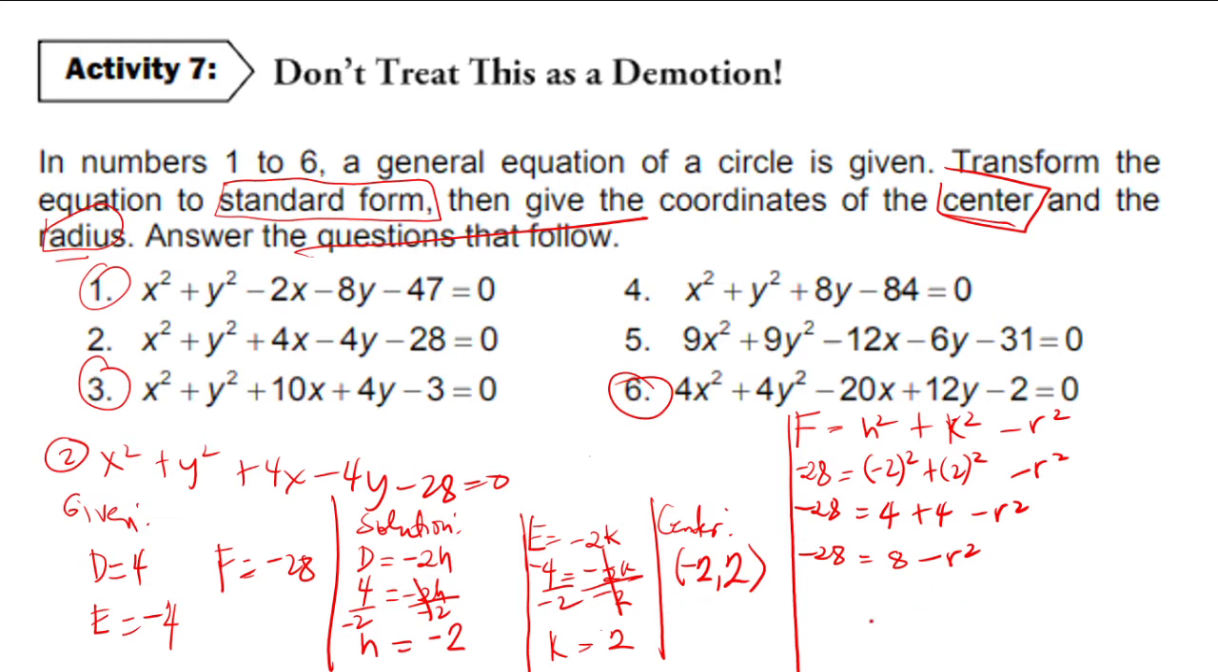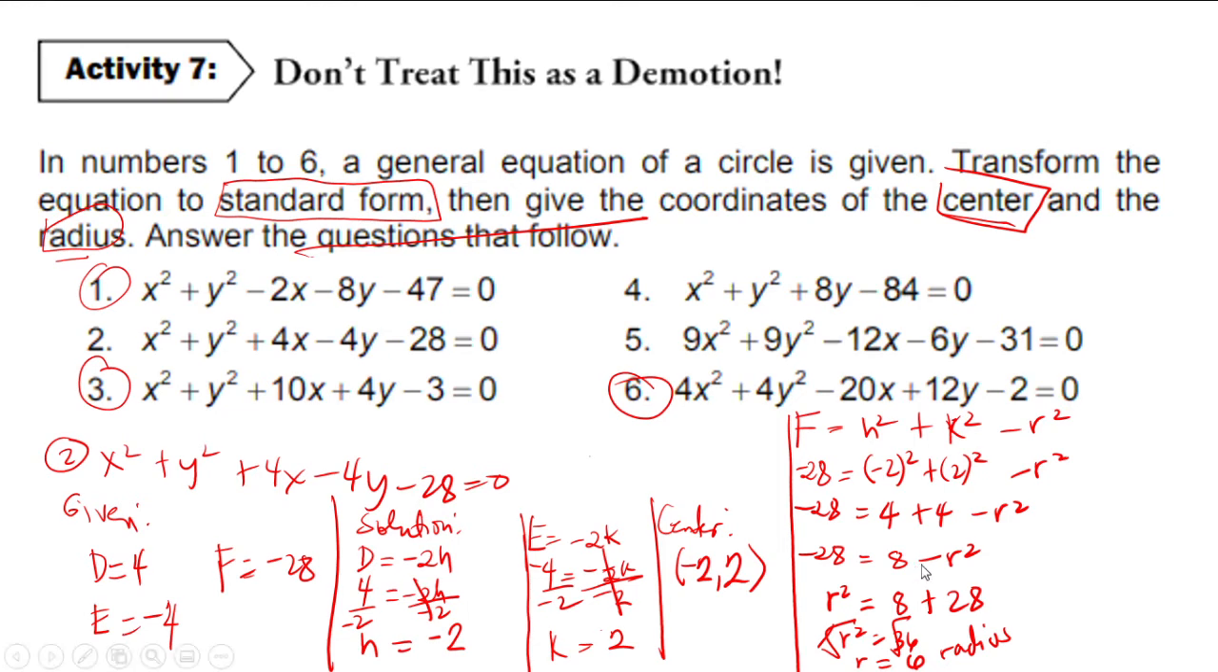Okay? Next, pagpalitin na natin yung pwesto, lagay na natin si R square doon. Copy 8. Si negative 28 sa kabila, magiging positive 28. Okay? 28 plus 8 is 36. 36. And square root both sides. R now is equal to, square root of 36 is 6. So, ang radius natin, ito na yung radius natin, which is equal to positive 6. Tama?